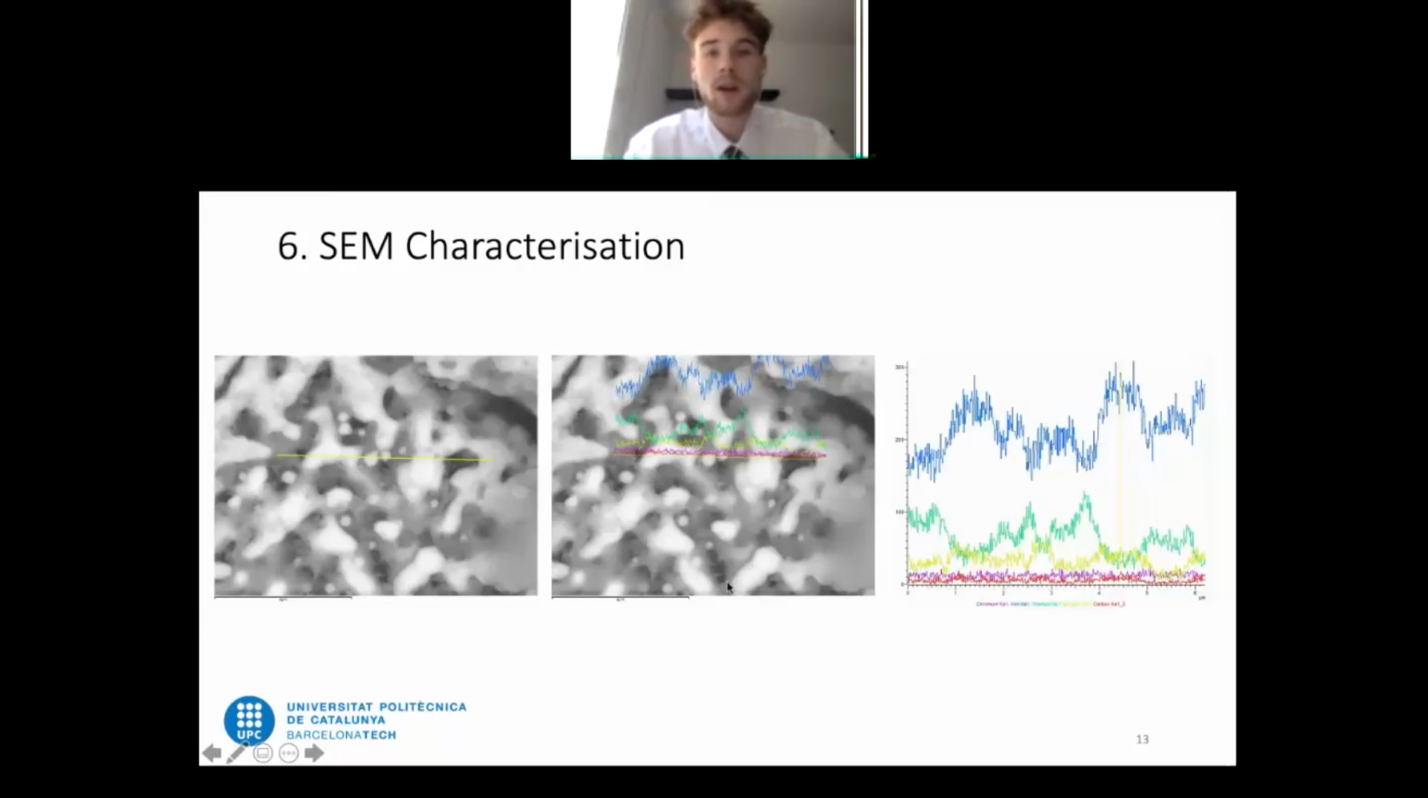Effectively, we can see that on this ilmenite particle, what has happened is that this ilmenite is now covered with metallic iron, which was a surprise when viewing in the SEM characterization.